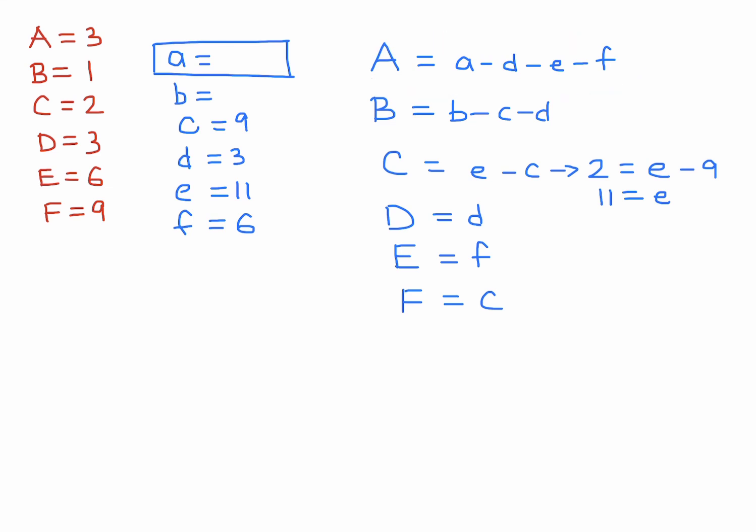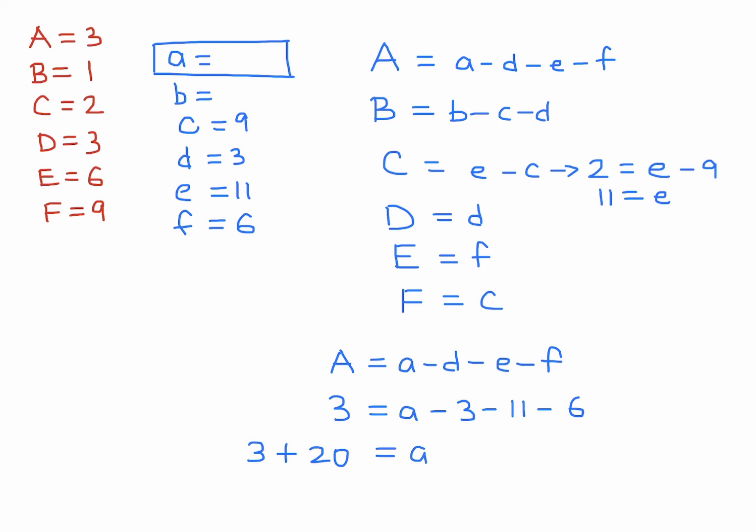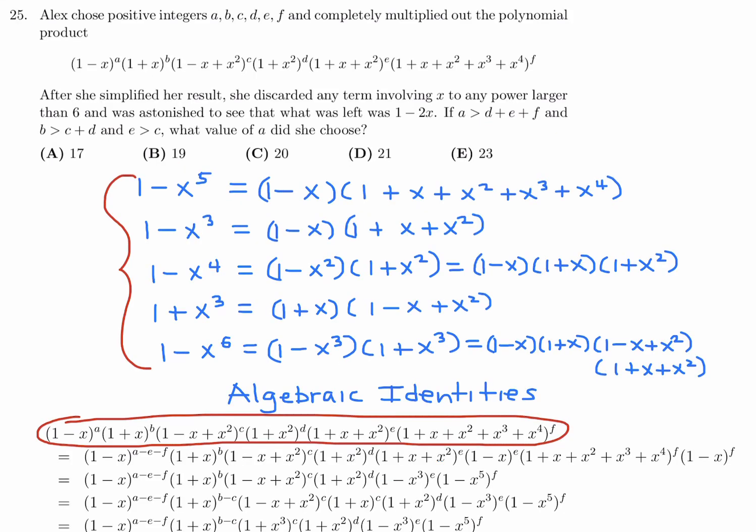And then from this equation right here, our big A is equal to A minus D minus E minus F. Our big A is 3. A is what we're trying to figure out. Small d is 3. Small e is 11. Small f is 6. So therefore, A is equal to 3 plus 20. And therefore, A is 23. And that is the answer to the question. So number 25, the answer is E.